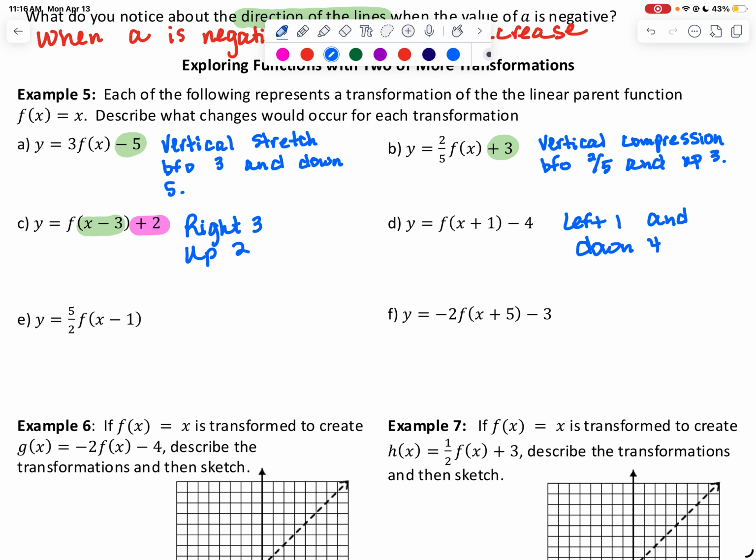So the number in the parenthesis controls left or right. The number outside the parenthesis controls up or down. Let me say that again. The number in the parenthesis, left, right. The number out of the parenthesis, up, down.